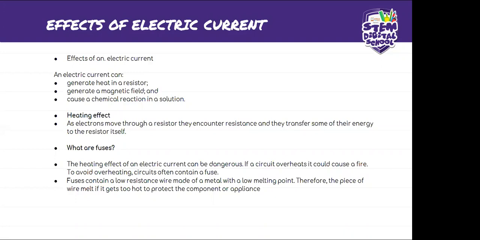Now that leads to what is called fuses. Okay, what is a fuse? We will come to the definition, but for now let's move on. The heating effect of an electric current can be dangerous. If a circuit overheats, it could cause a fire. To avoid overheating, circuits often contain a fuse. Fuses contain a low resistance wire made of a metal with a low melting point. Therefore, the piece of wire melts if it gets too hot, to protect the component or appliances.